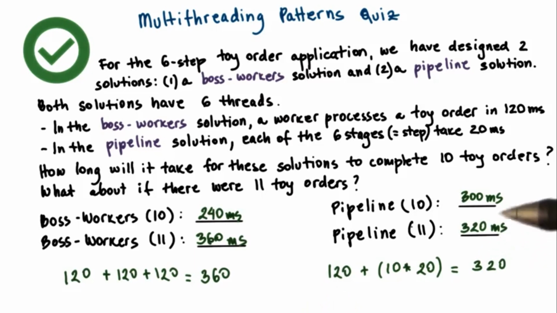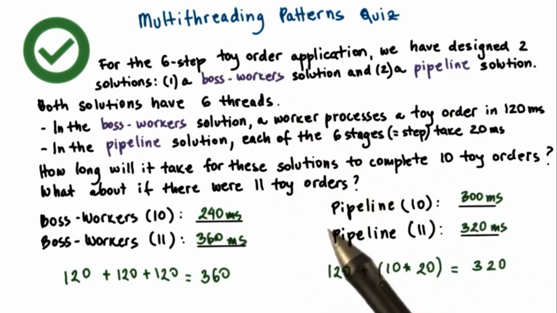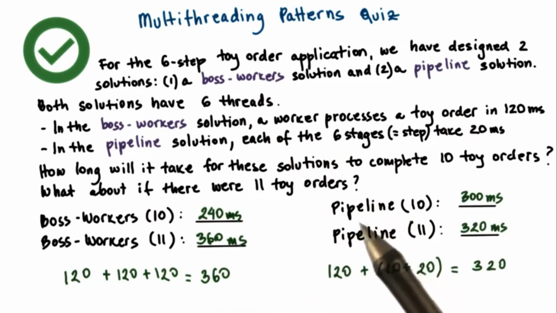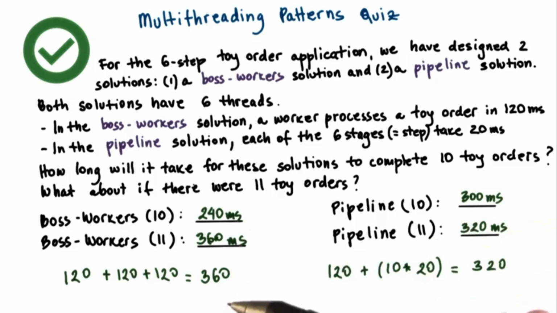If we look at these results, we see that the boss worker model is better in one case when there are only 10 toy orders in the system, and then the pipeline approach is better in the other case when there are 11 toy orders in the system. This illustrates the fact that there isn't a single way to say that one pattern or the other is better. As this example illustrates, the answer to that can depend very much on the input that that application receives. For one input, an input of 10 toy orders, one implementation is better, whereas for another input of 11 toy orders, the other implementation is better.